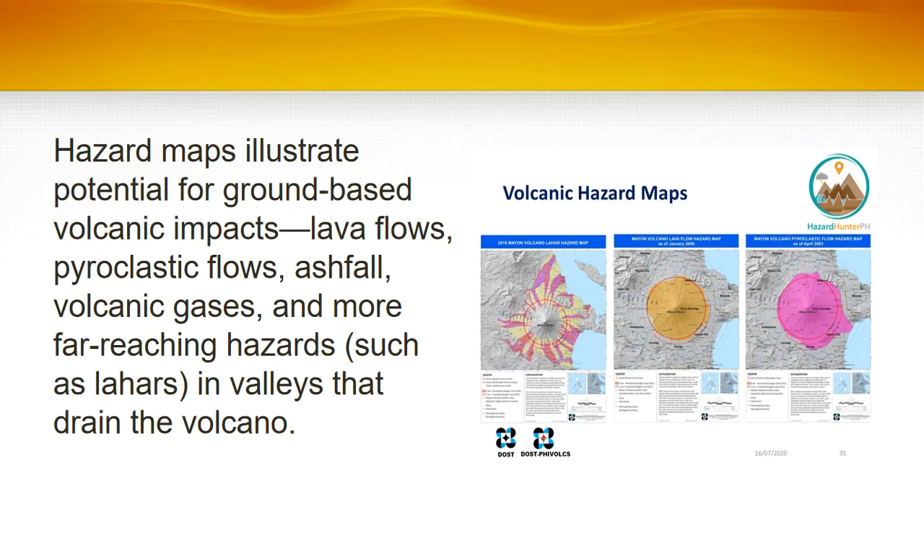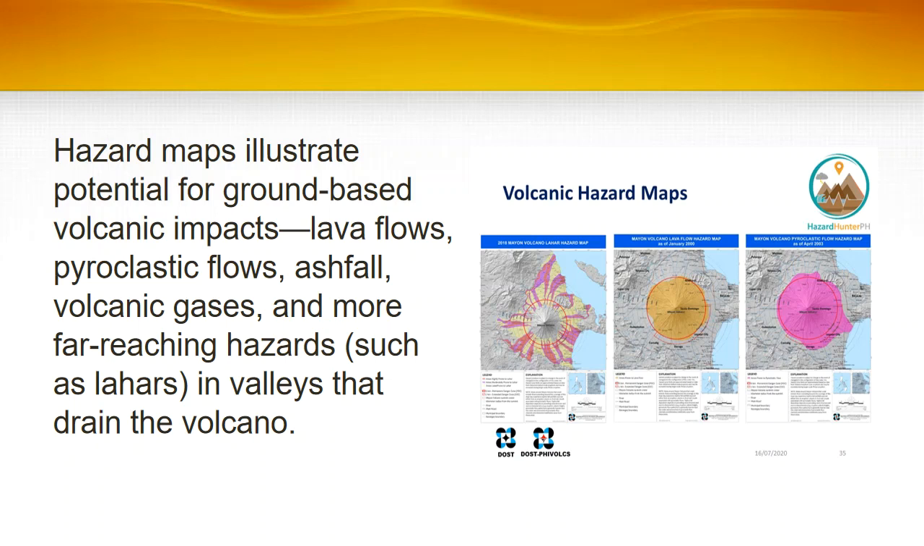Okay, so now let's proceed to the hazard maps. These maps illustrate the potential for ground-based volcanic impacts like lava flows, pyroclastic flows, ash falls, volcanic gases, and more far-reaching hazards such as lahars in valleys that drain the volcano. So to help understand the areas that may be affected by specific volcanic eruption phenomena, hazard maps are used. These maps show areas that can be affected and areas that are safe.